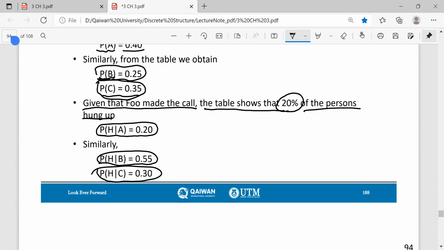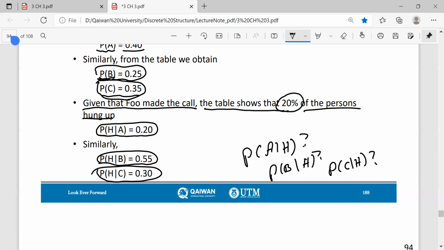So what about the probability of A given H? How about the probability of B given H? And also the probability of C given H. Here, we cannot find these by the previous way. We must apply the Bayes theorem for finding these three.